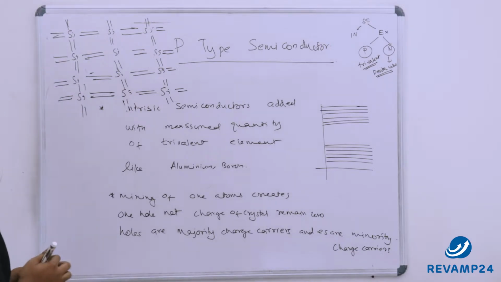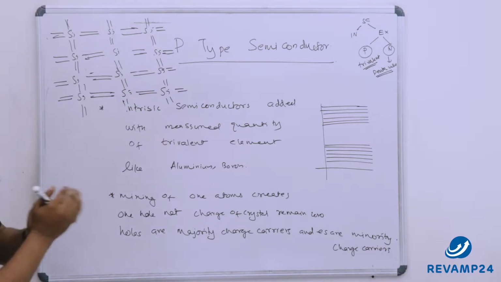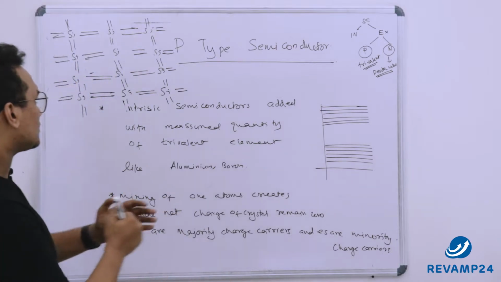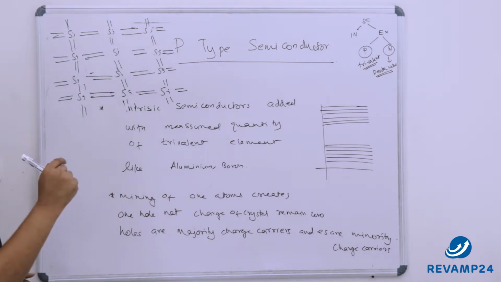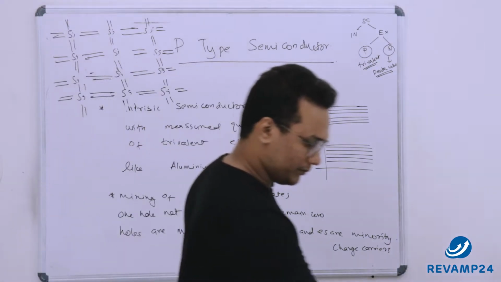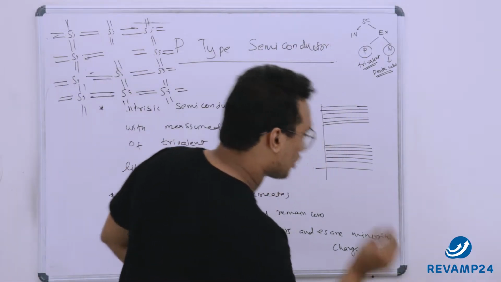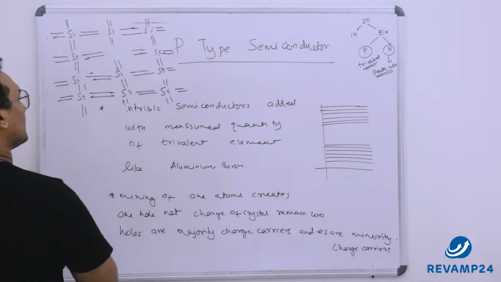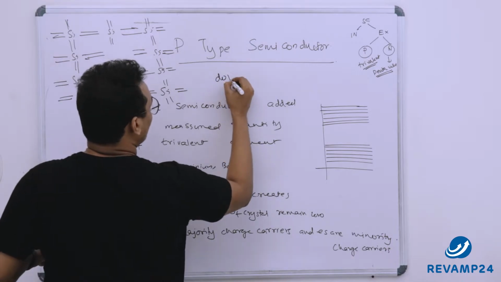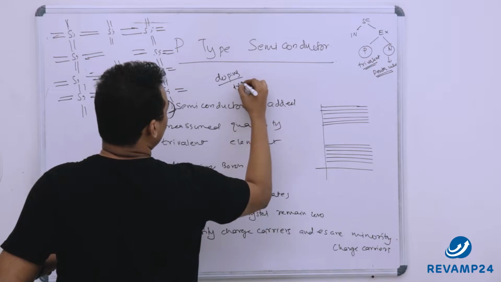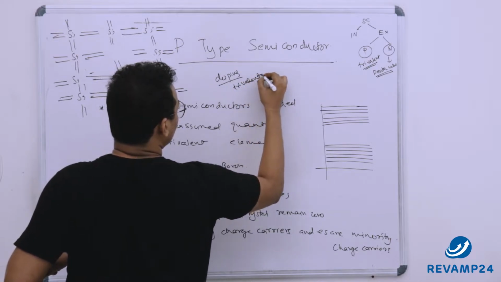Now, I am going to add a dopant here. Now onwards, for the impurity, I am going to call it a dopant. And this dopant is a trivalent dopant. Okay, trivalent impurity I am going to add. Now the process of adding dopant or the process of adding impurity is called doping. So what I am going to do? I am going to do doping using a trivalent impurity.